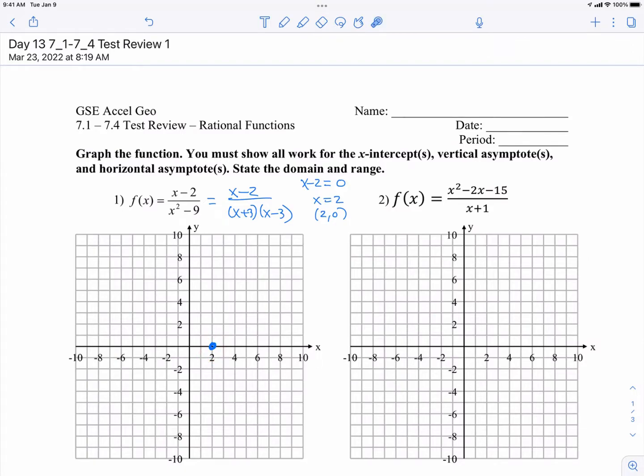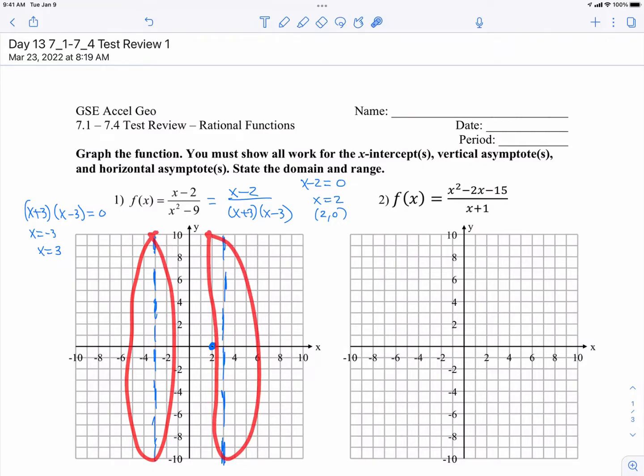Our vertical asymptotes are found when you set the denominator equal to 0. So if we have x plus 3 times x minus 3 equal to 0, then x is going to be negative 3, and also x will be positive 3. So we're going to have a vertical asymptote going through negative 3 and one going through positive 3. We've just drawn our two vertical asymptotes here.